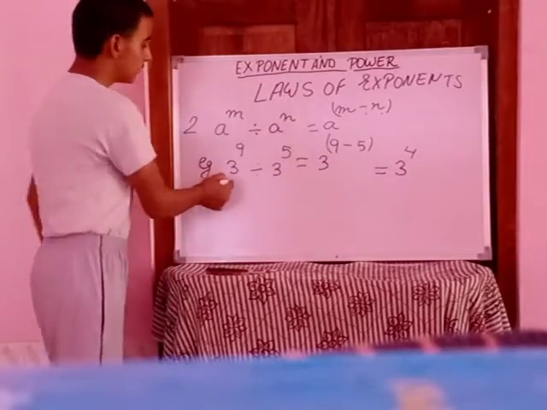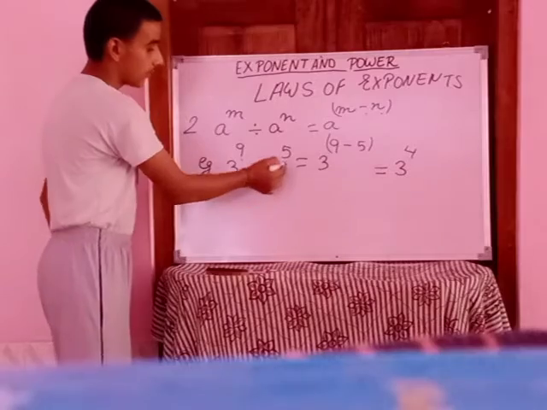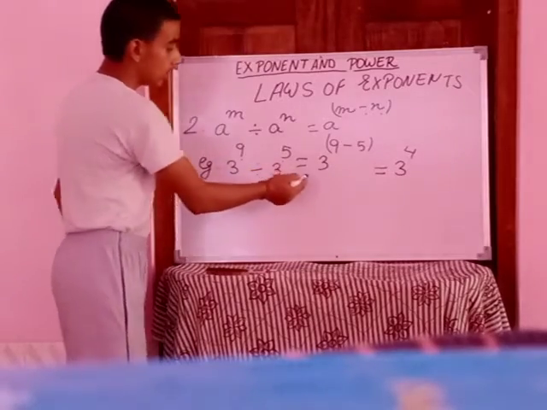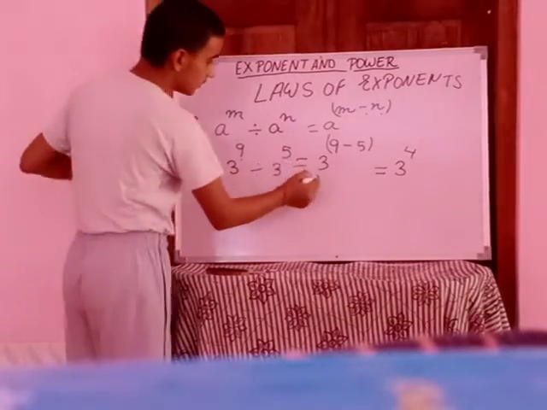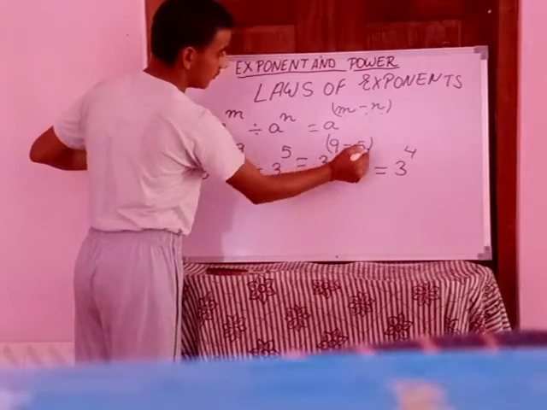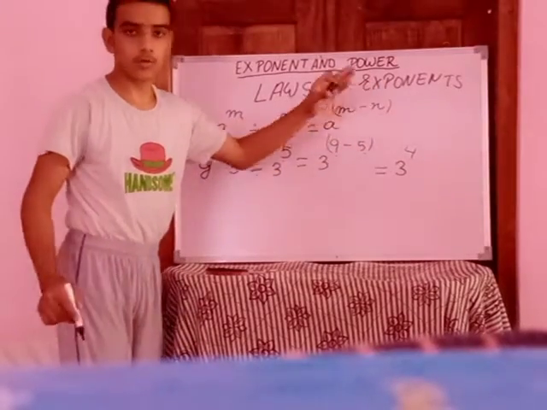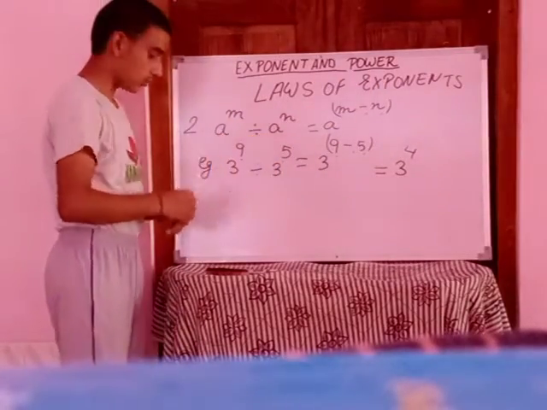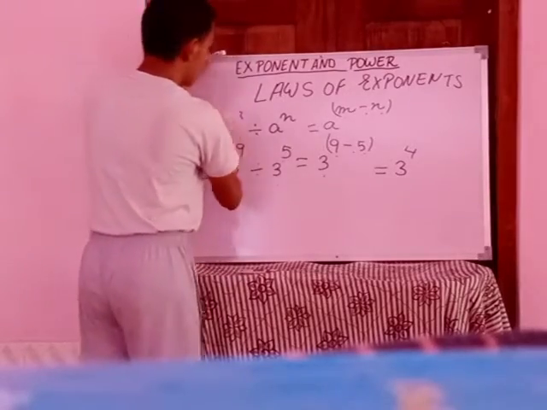For example, 3 raised to the power 9 divided by 3 raised to the power 5, means divide is there. We can represent it as 3 raised to the power 9 minus 5, which is equal to 3 raised to the power 4. This was our second law. Now let's move to the third law.